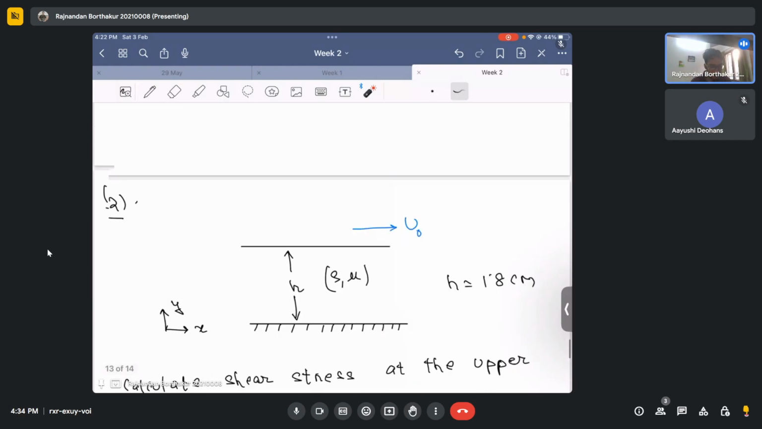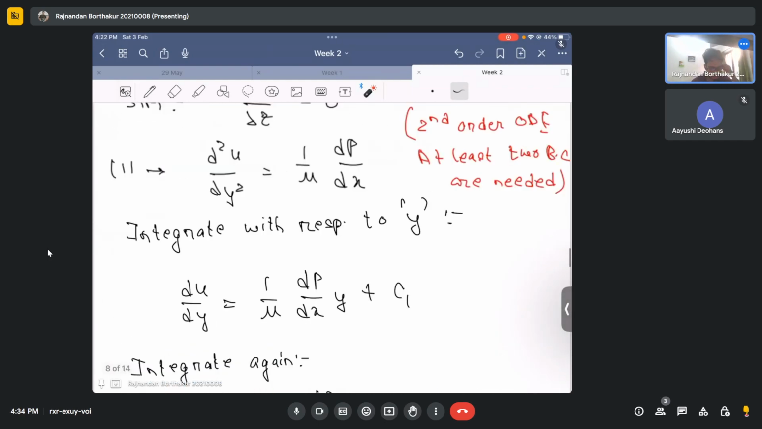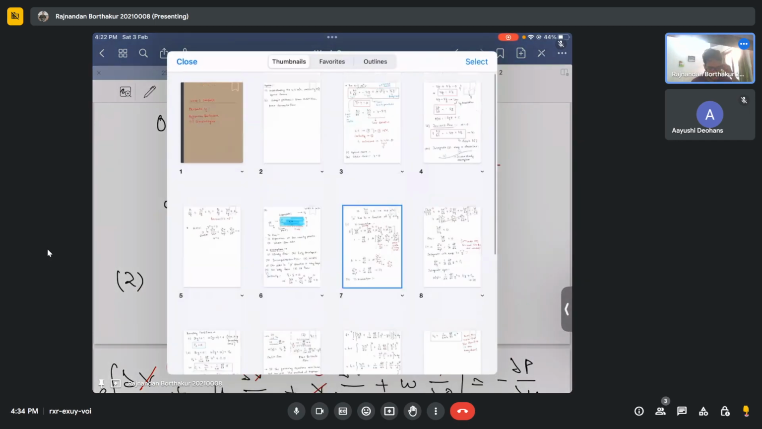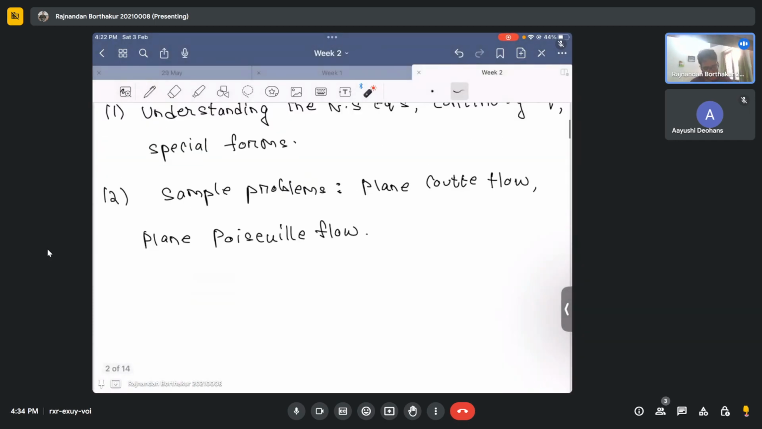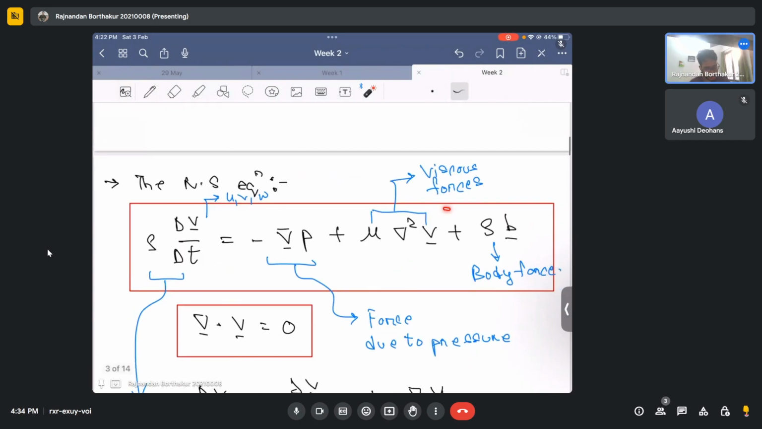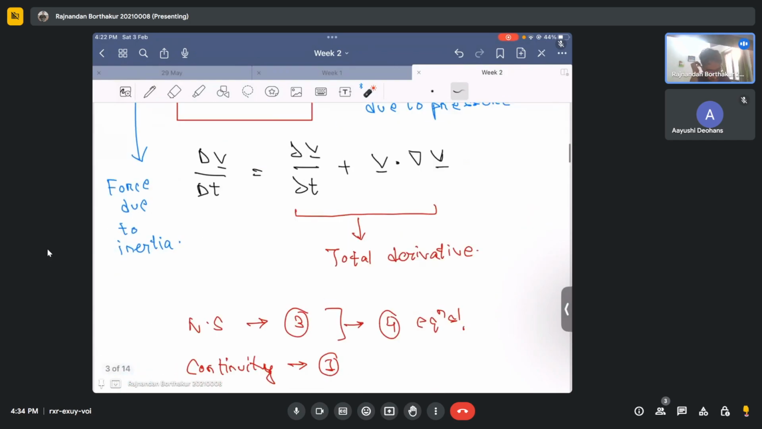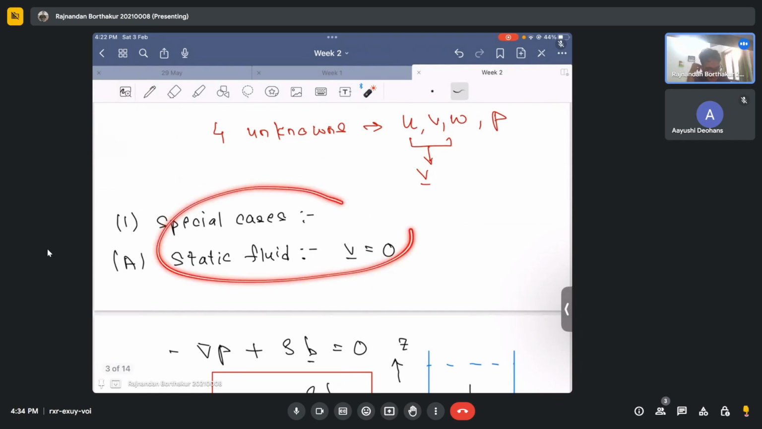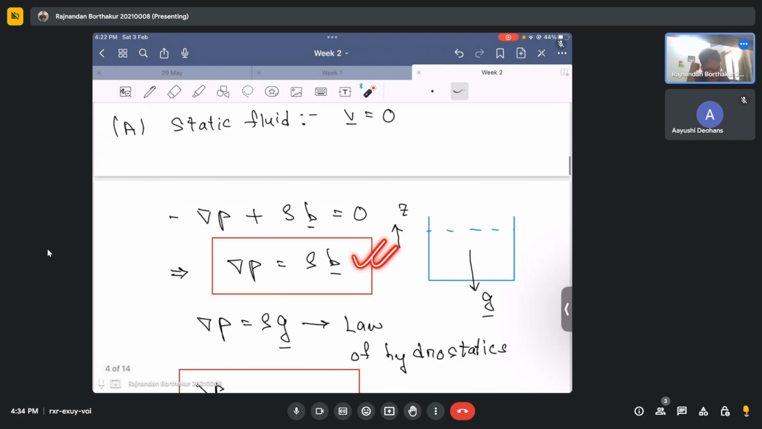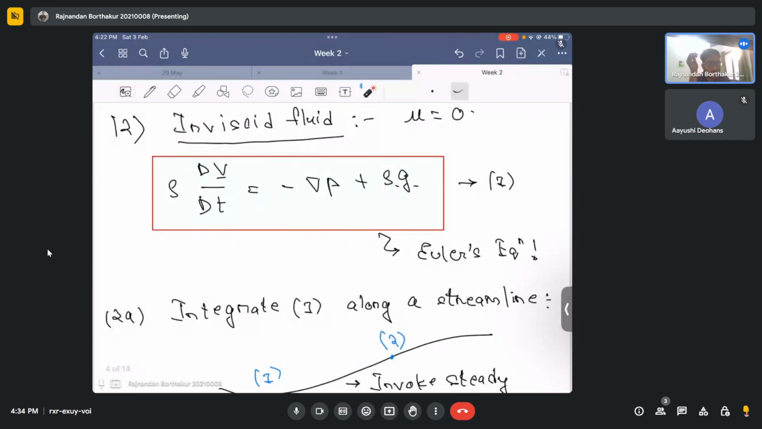Addressing your doubts, I would quickly recapitulate what we did today. We basically started off with the Navier-Stokes equation, and then we saw how many unknowns we need to answer in this equation. Then we ran into some special cases, for instance the law of hydrostatics, and the Euler equation, by invoking the assumption that mu is equal to 0, that is the dynamic viscosity is 0, or in other words, the fluid is inviscid.